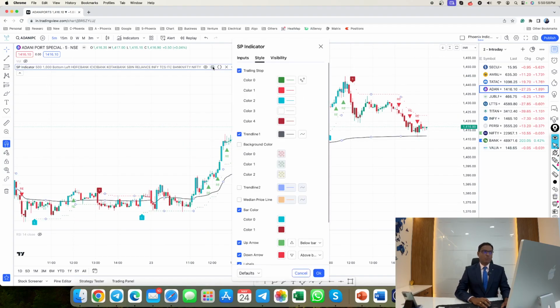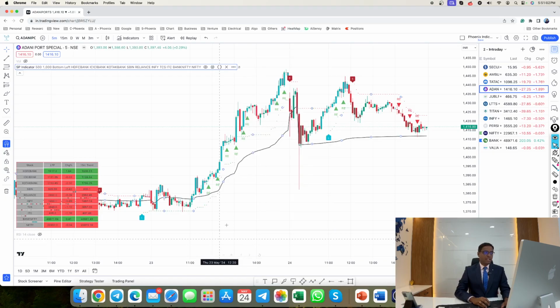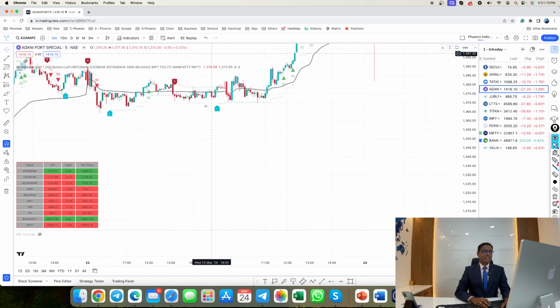On top of it, we have one more feature called tables. So what happens when you put on tables? It gives you the trend of the stock automatically on a 15 minutes time frame. What is the trend in these stocks? The major stocks in the market which have the potential to move the market come over here.